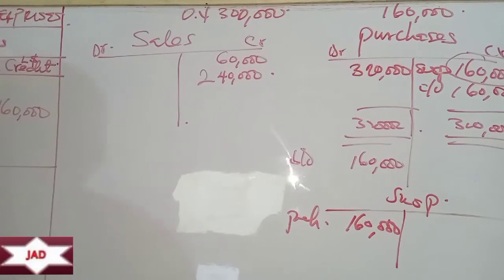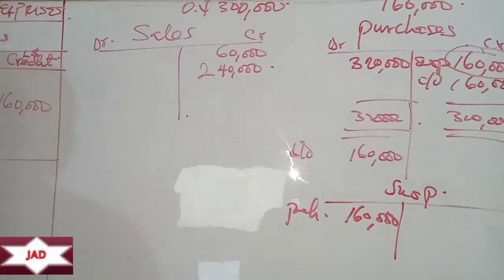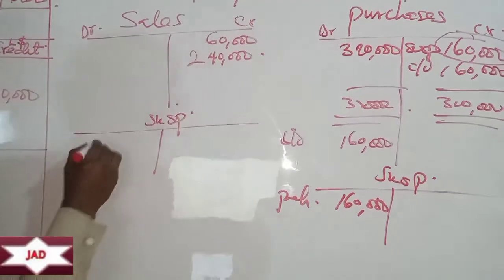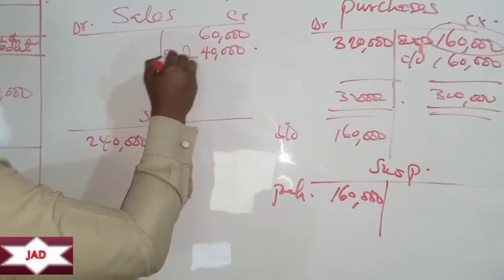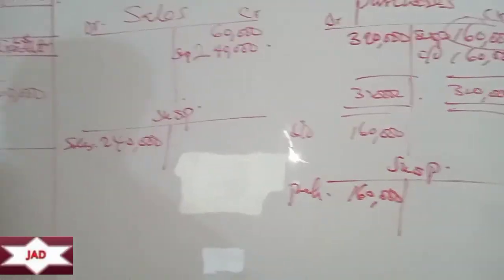The investigator did not review that, so there's no corresponding account that can take it. So take it to where? Suspense. So you're going to say suspense, 240,000. So here it's suspense. Here is what? Sales. So we come here.